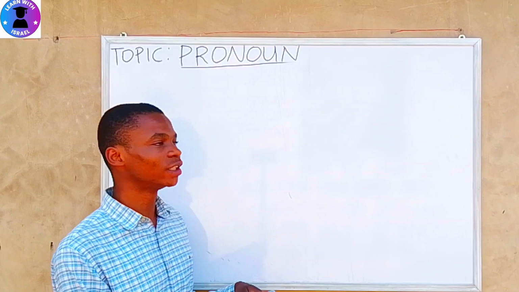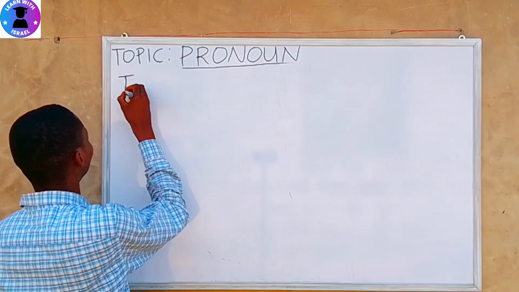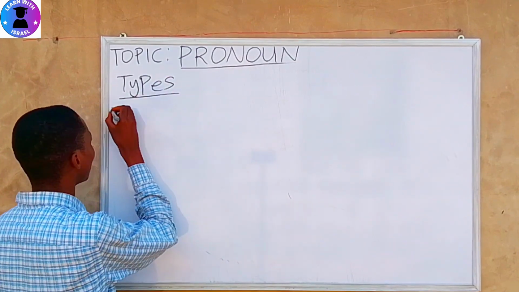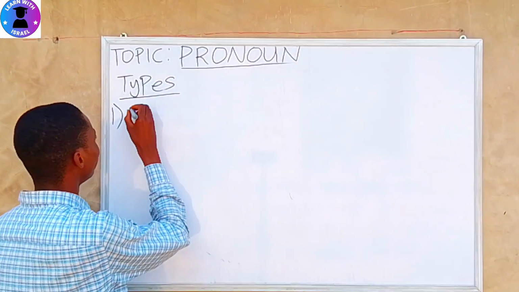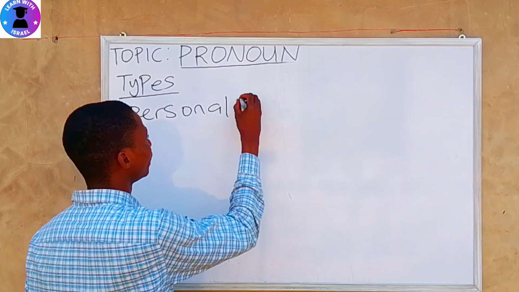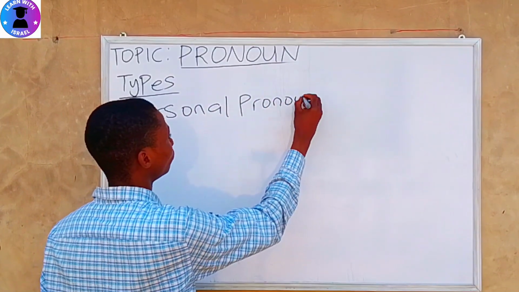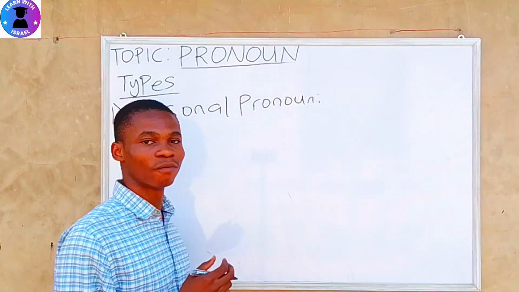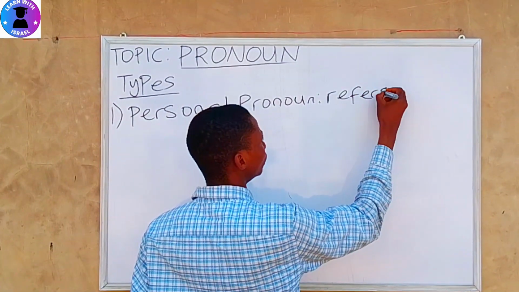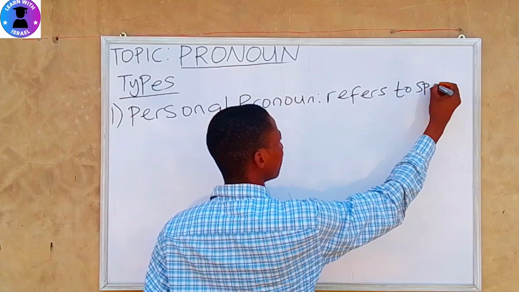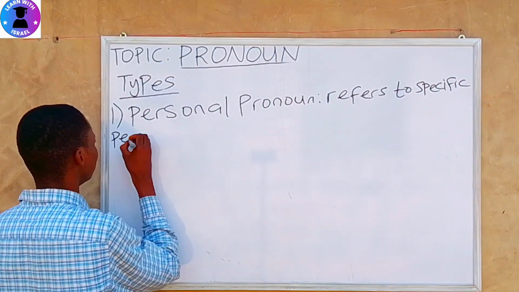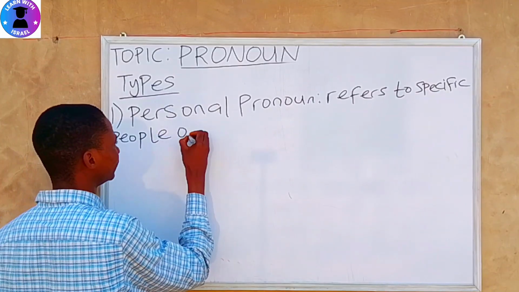So now we are diving into the types of pronoun. So the first type of pronoun we'll be talking about today is personal pronoun. That is very, very important. Personal pronoun. And what is the definition of personal pronoun? Personal pronoun refers to specific people or things.